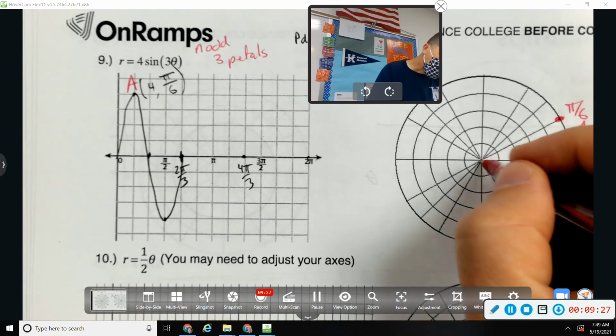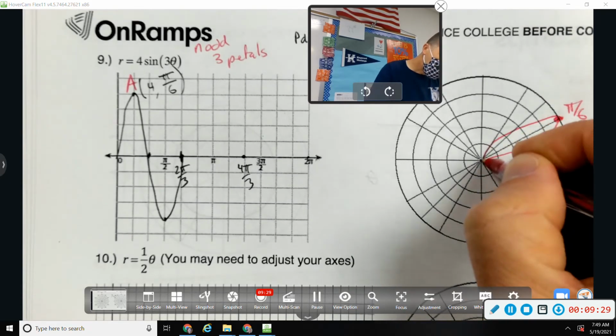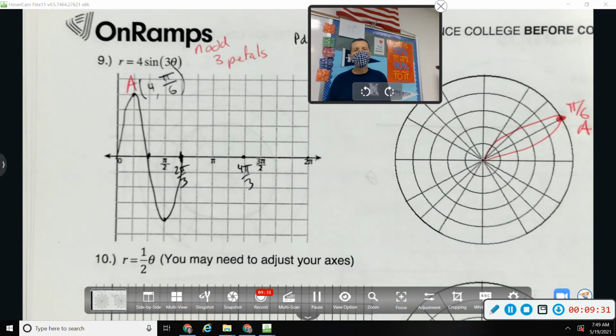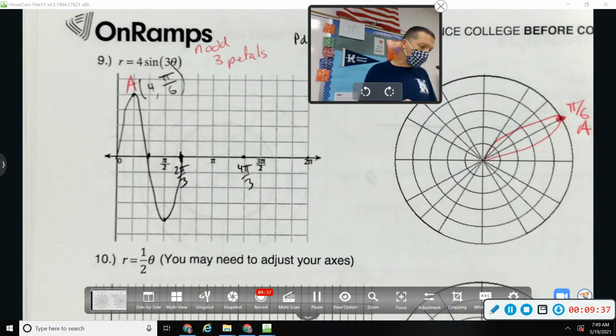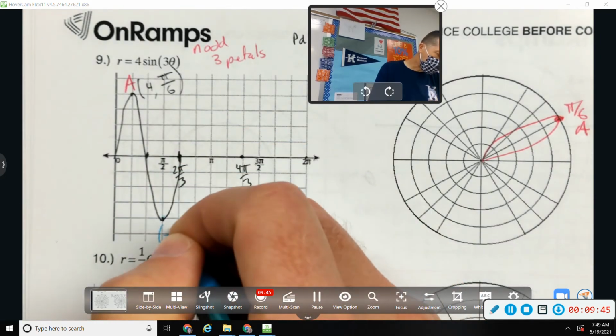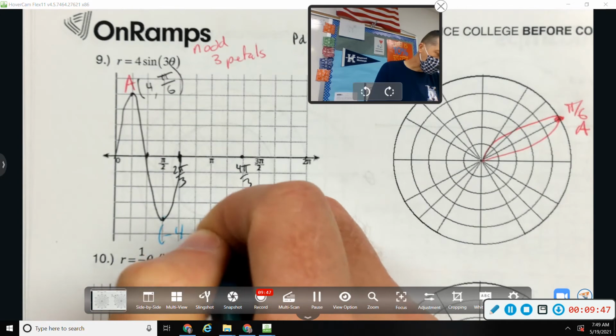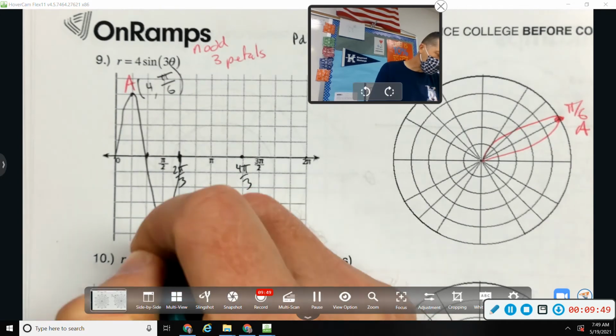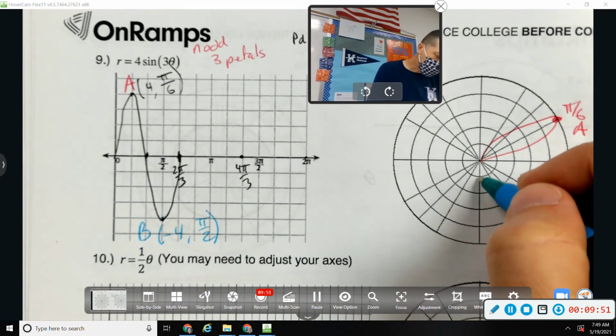So there's our first petal. Then we have to figure out where the other petals are. Well, they're equally spaced, so some people can do it visually. Other people want to go a little more slowly here. They say, well, at pi over 2, that would be the peak. That would be a petal location. Pi over 2, negative 4.